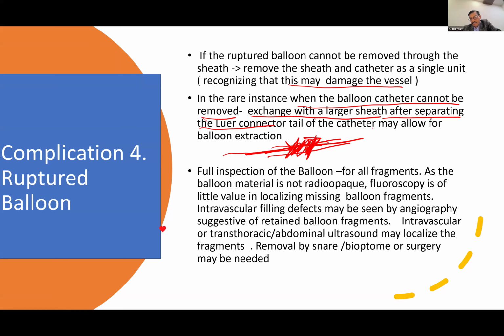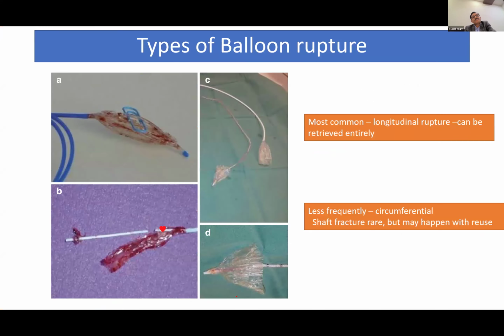Most of the times, luckily, the rupture happens vertically and it clings to the wire. Or even if it's circumferential, it clings to the wire, so it doesn't go out most of the time. I have not come across a case where I have lost the balloon segment. Rupture of balloons is possible, mostly with the reuse of balloons.